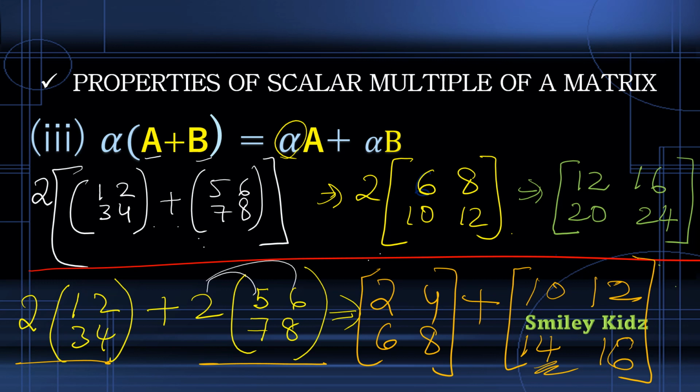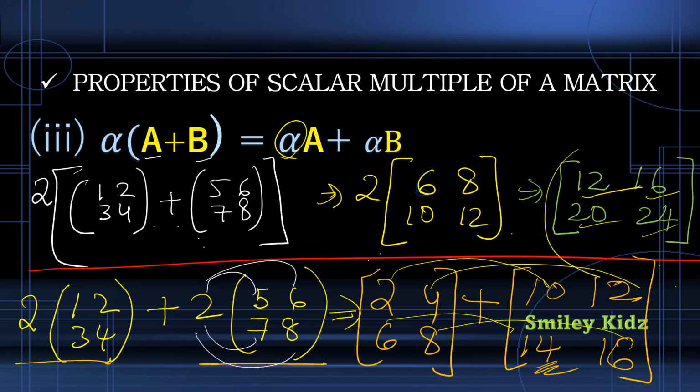I'm going to multiply 2 with each element, right? 2 5s are 10, 2 6s are 12, 2 7s are 14, and 2 8s are 16. Now, simply add them up. 2 plus 10 will give you 12. 4 plus 12 will give you 16. 6 plus 14 will give you 20, and 8 plus 16 will give you 24. Now the results are same. This is the third property of scalar multiple of a matrix.